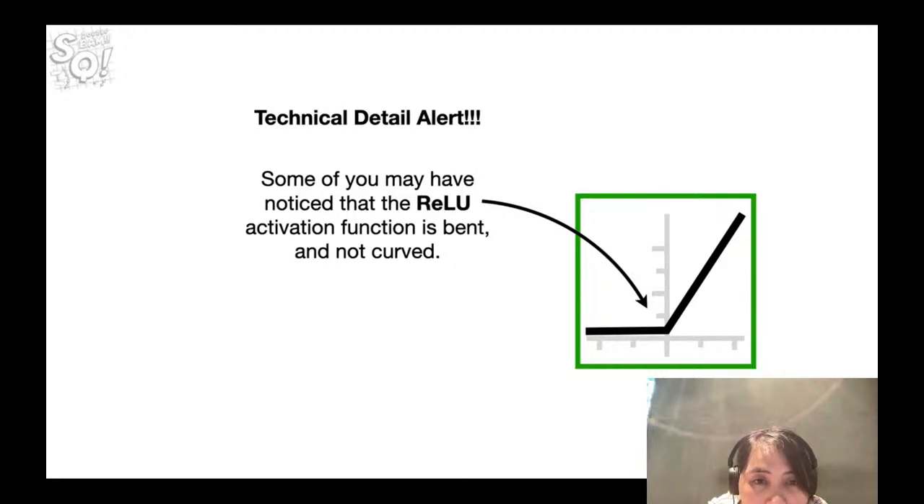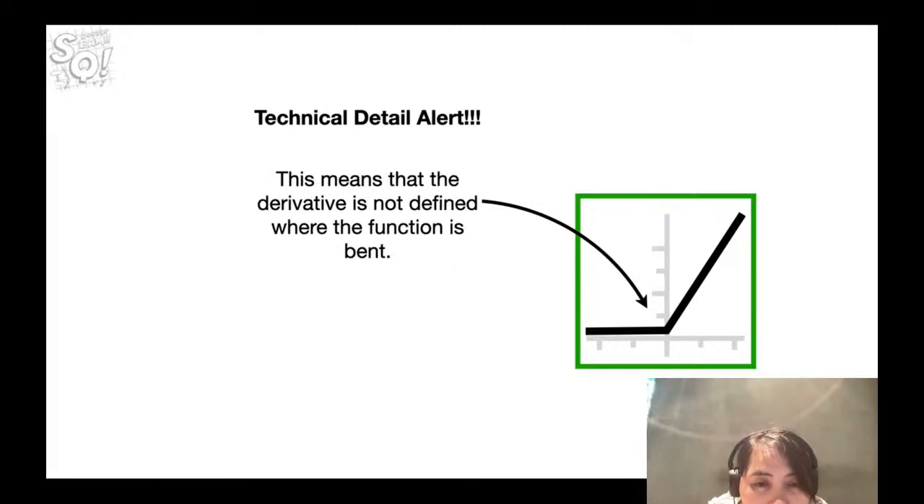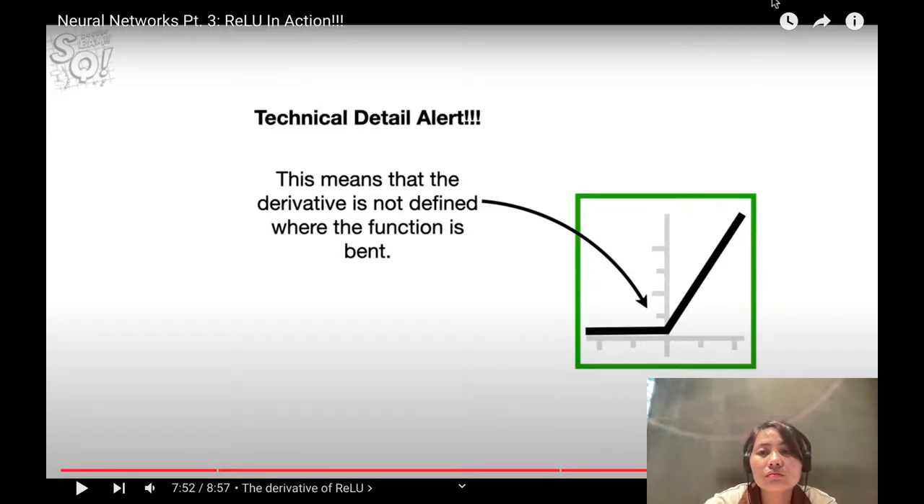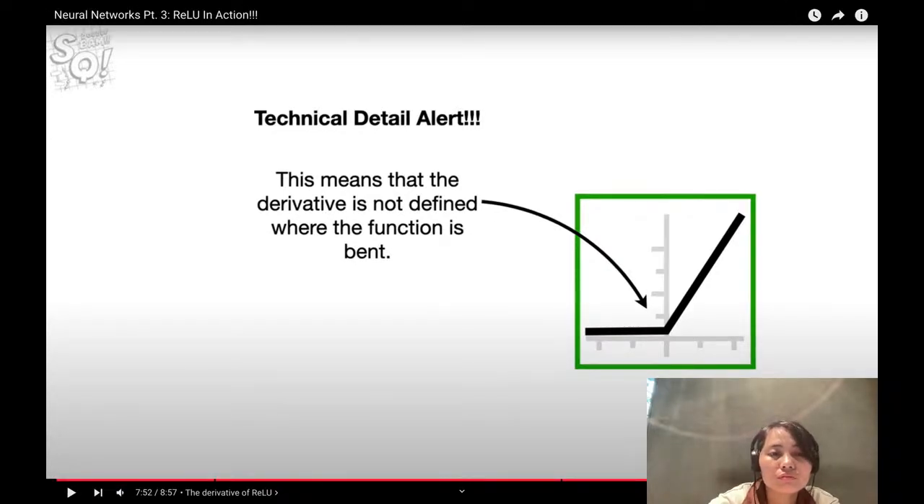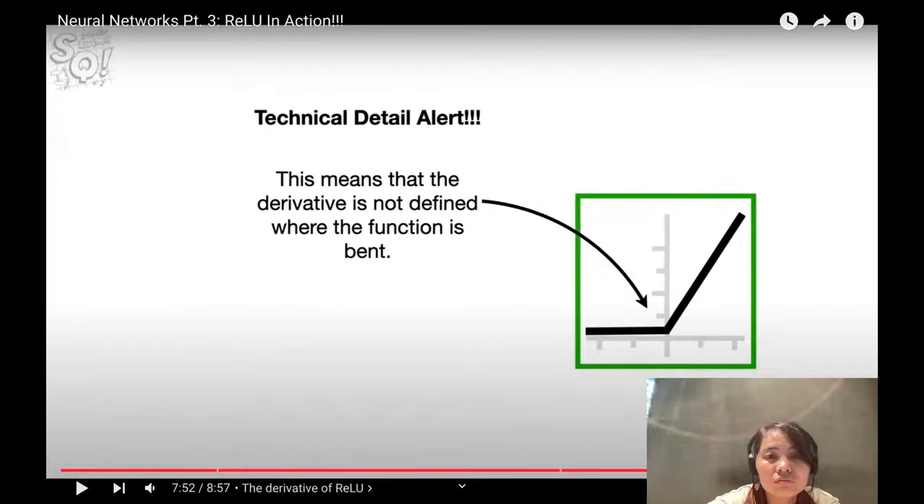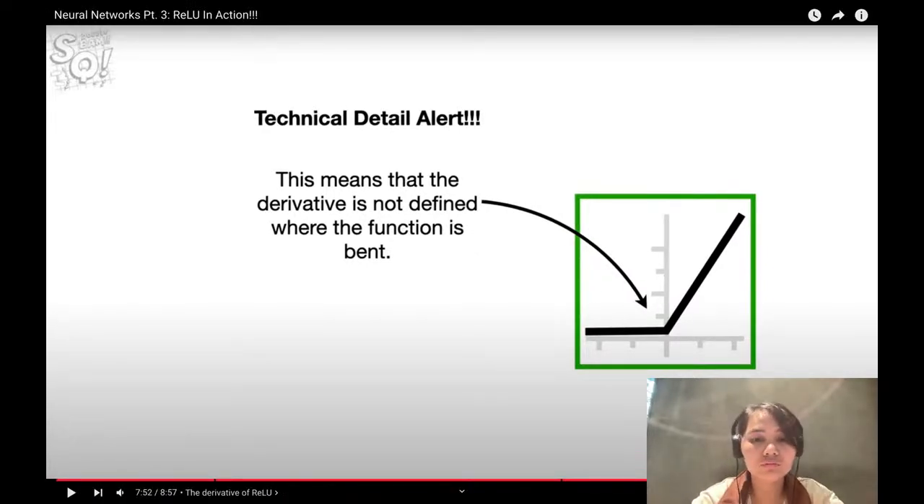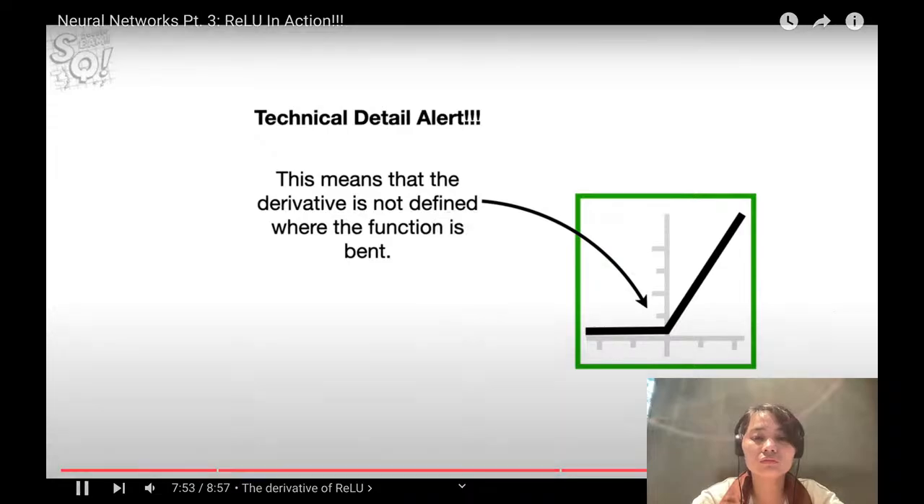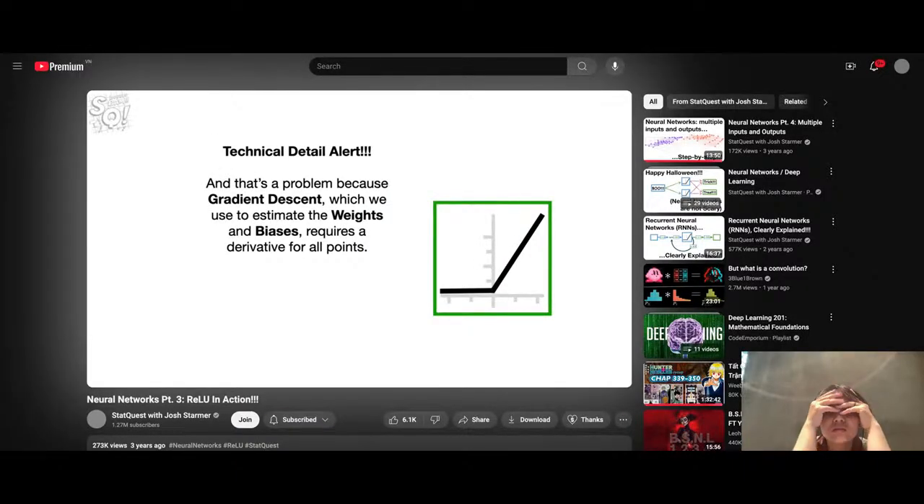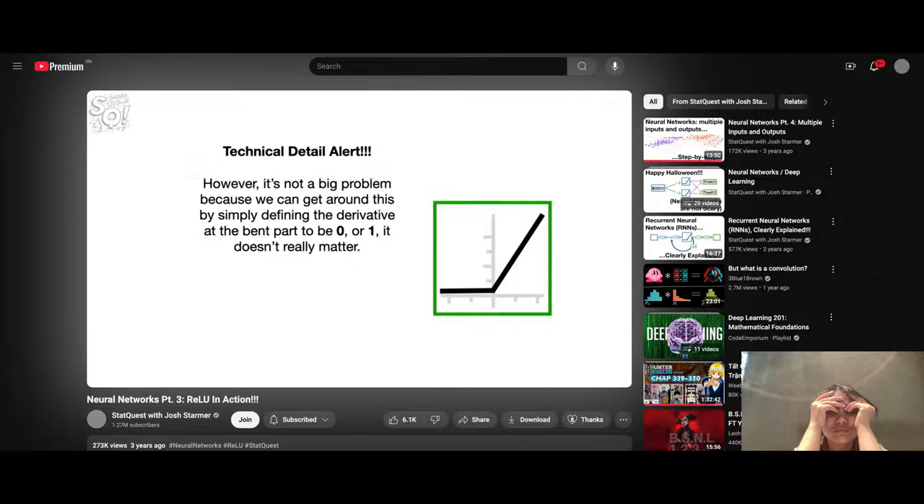Some of you may have noticed that the ReLU activation function is bent and not curved. This means that the derivative is not defined where the function is bent. Because gradient descent, which we use to estimate the weights and biases, requires a derivative for all points. However, it's not a big problem, because we can get around this by simply defining the derivative at the bent part to be 0 or 1. It doesn't really matter. Small bam.